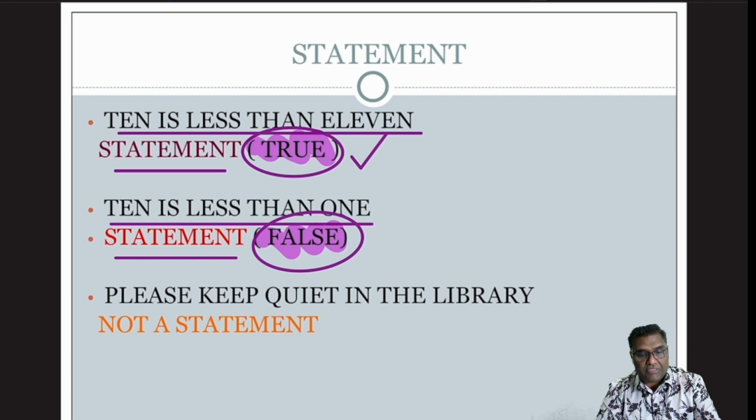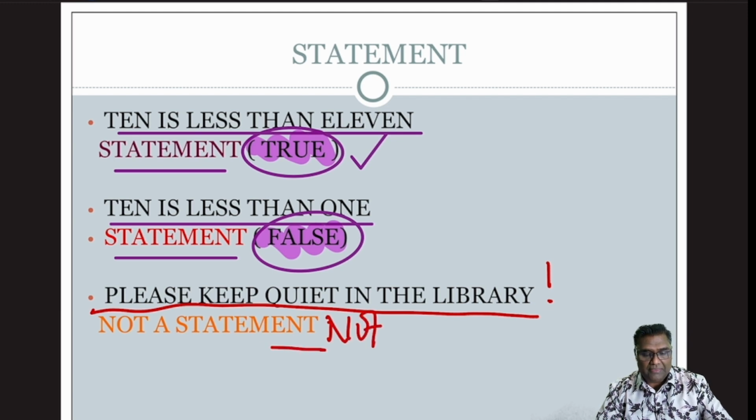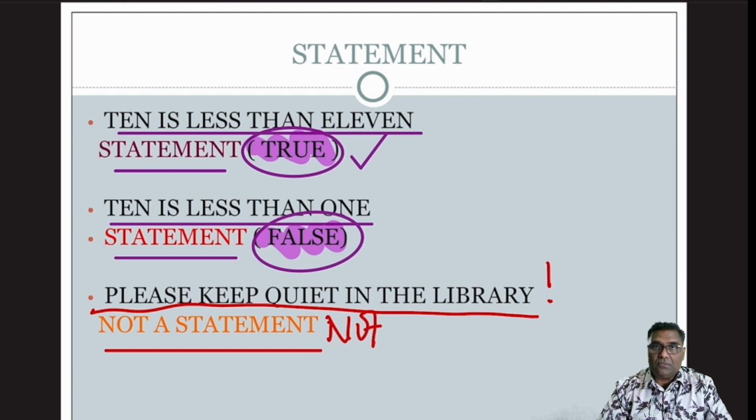Alright? But if you check the next one, they say, please keep quiet in the library. Ini bukan statement. Ini adalah dalam bahasa kita tanda seruan, exclamation mark. I am not putting it as a statement. It's an exclamation mark. So, this is not a statement. That's what you see here, my dear students. Please keep quiet. That's not a statement. It's an instruction. Can you bring the book to me? It is not a statement. It's a request. So, these are examples of not a statement.